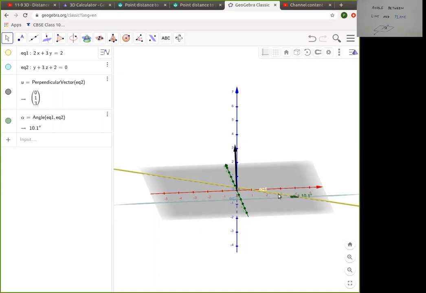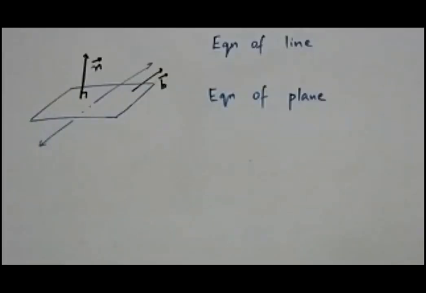So whenever theta is the angle between the line and the plane, the angle between the normal vector and the line is going to be the complementary angle. So the angle between the normal and the line is nothing but the complement of the angle between the line and the plane. Now let us try to get the formula for the angle between the line and the plane.